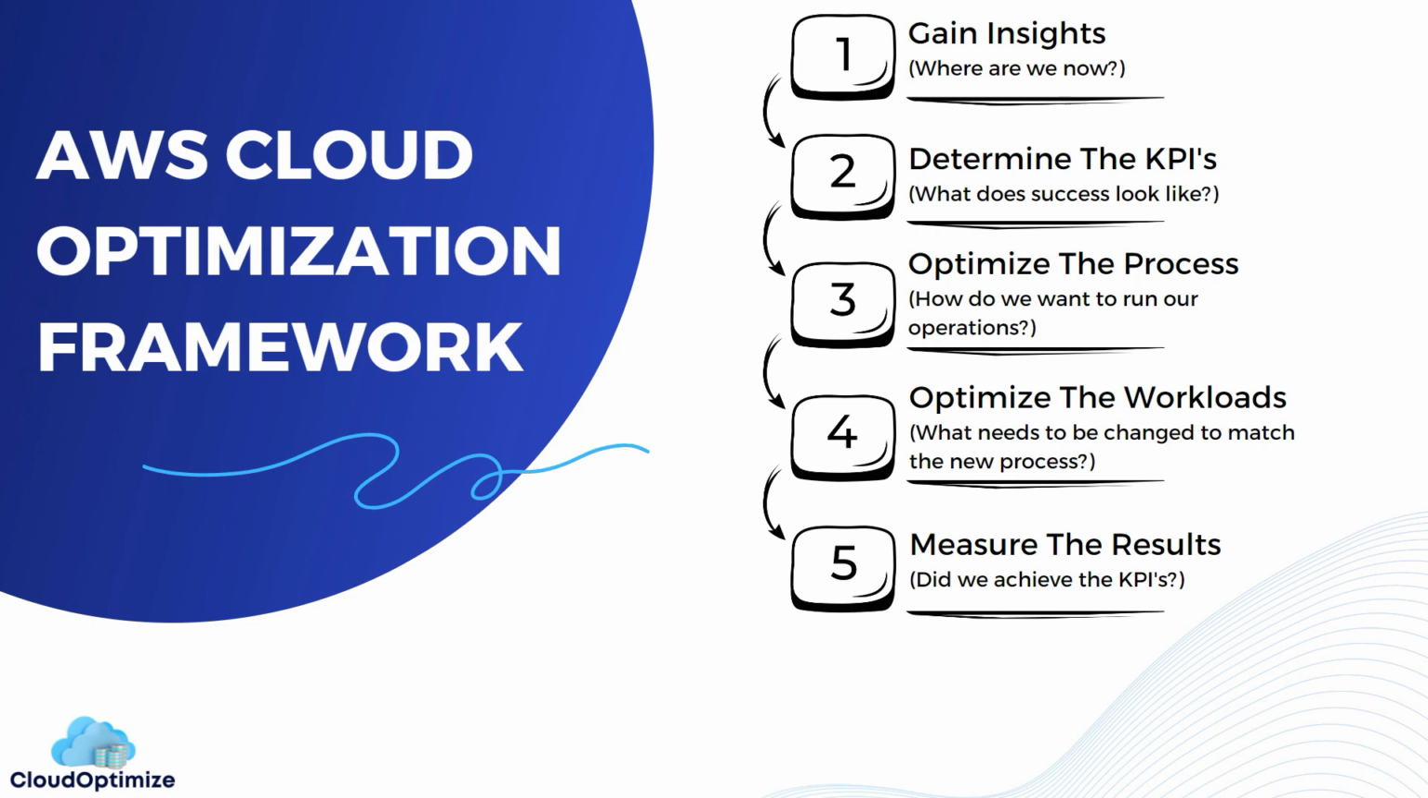The 5-step framework that I have is: step number 1, gain insights. Step number 2 is determine the KPIs. Step number 3, optimize the process. Step number 4 is optimize the workloads, and finally, measure the results. If you haven't seen the framework introduction video, I strongly recommend you watch that video and then dive into this one. So let's see how this process breaks down and what happens at each stage of each step of this framework.